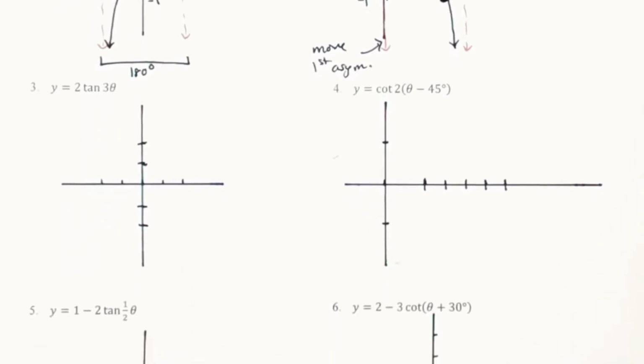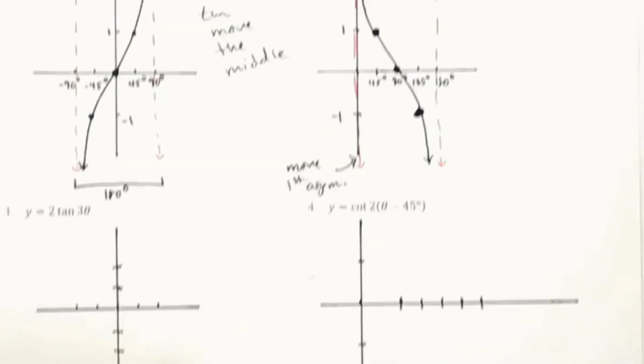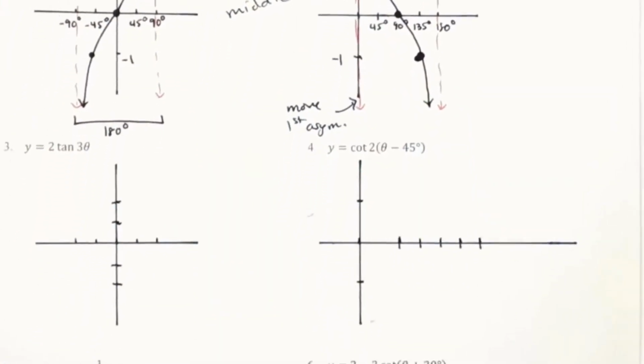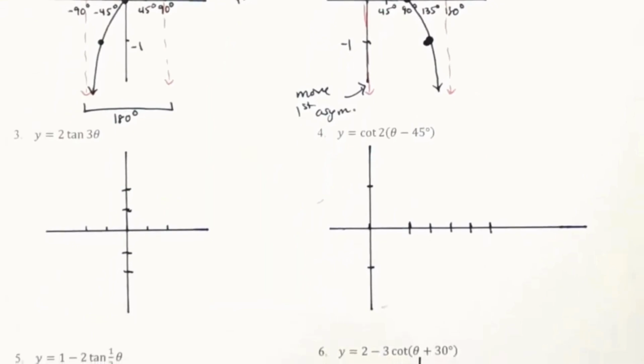So let's look at number 3. You could do VAPI for this, but VAPI has A for amplitude, and amplitude always goes from the middle to its highest or lowest point. Tangent doesn't have a highest or lowest point, doesn't have a maximum or minimum because they keep on going forever. So 2 tangent of 3 theta.